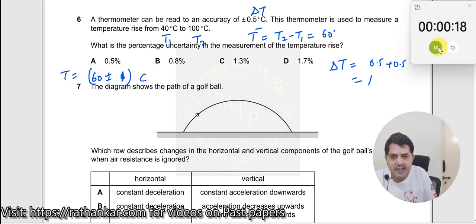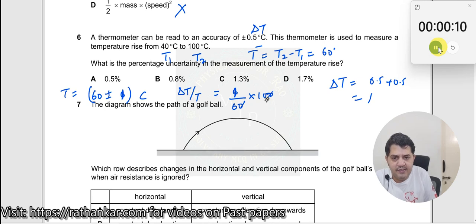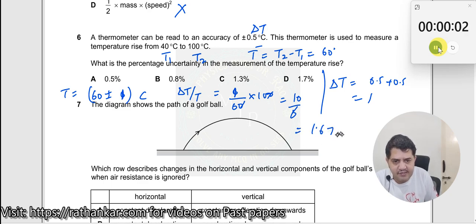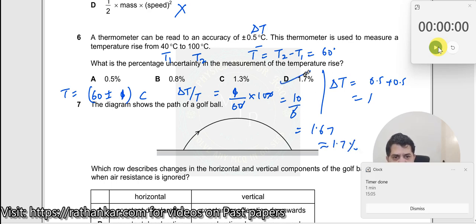Now what is it that I need? Delta capital T by small capital T. So this should now be 1 divided by 60 multiplied by 100. When I do this, I get this as equal to 10 by 6, which should now be equal to 1.67, which is nearly 1.7%. So the answer is D only.